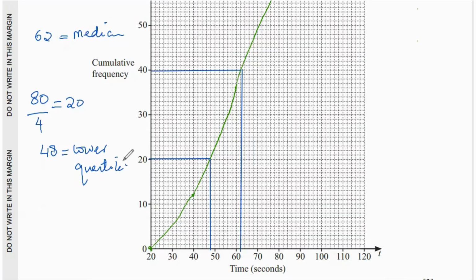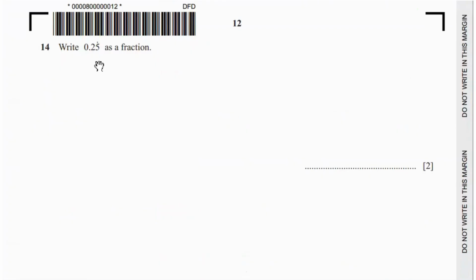Obviously, they'll give you a range of values for this because everyone's graph is going to be slightly different. As long as your answer is in the range of values, you will get the mark. Then it says write 0.25 recurring as a fraction.